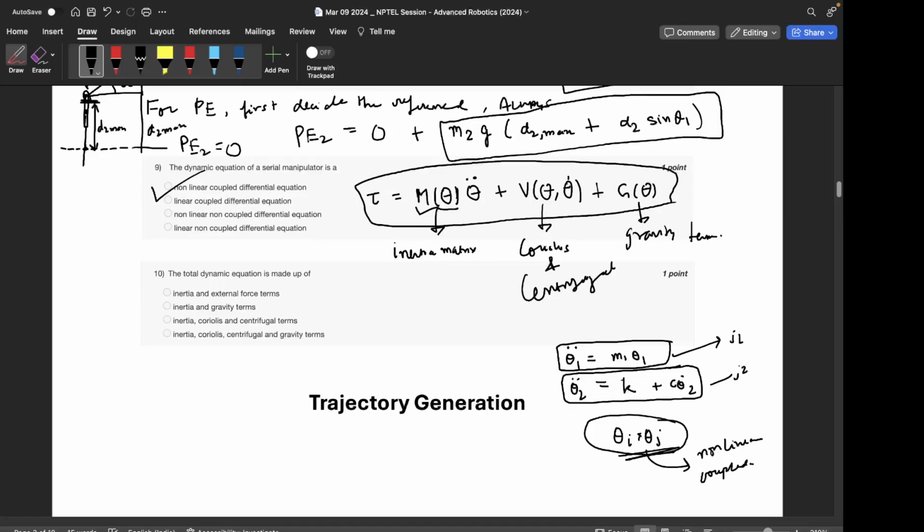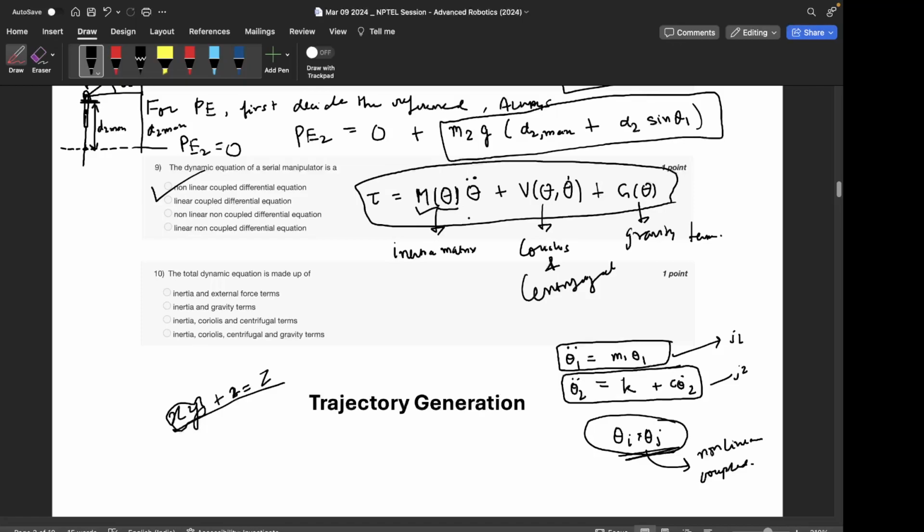So coupled means two variables are together in an expression. If there is an equation like xy plus 2 is equal to z, this is a coupled term in xy, you can't separate them out. That's the meaning of coupling.